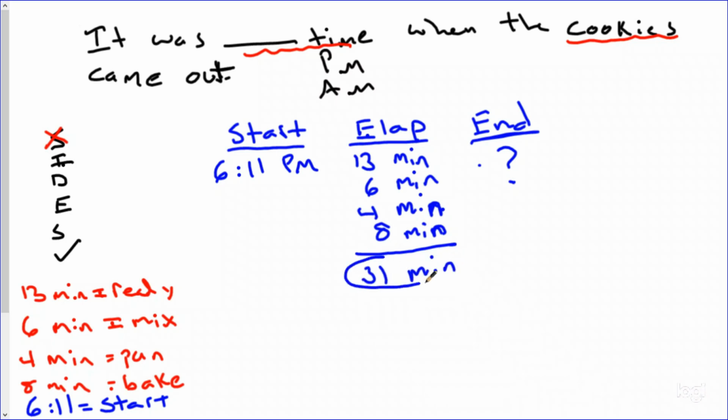So now I started at 6:11 p.m. and I did my elapsed time for 31 minutes. At this point, some of you might just go ahead and add the time. I'm going to discourage you from doing that because here at Instructabeats, we've taught third, fourth, fifth, and even a little bit of sixth grade as well, and actually some eighth grade too.